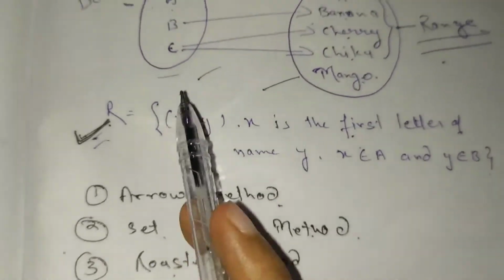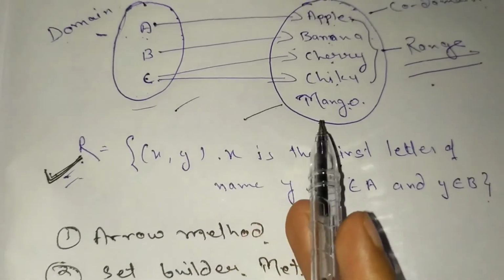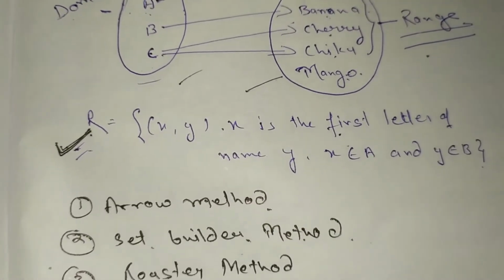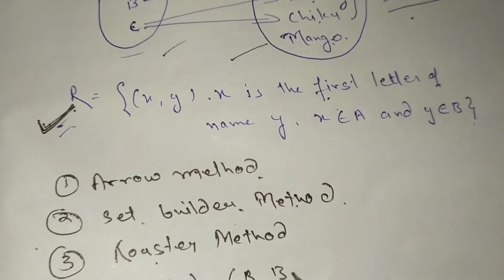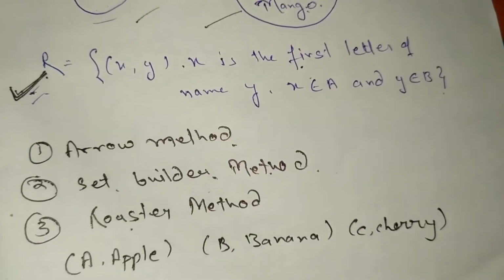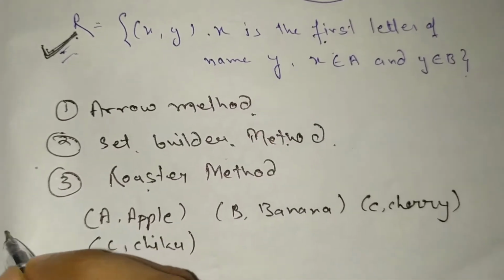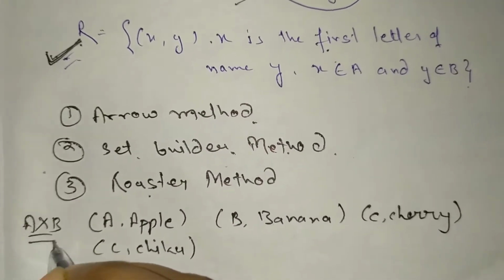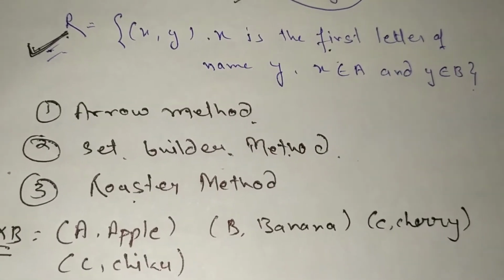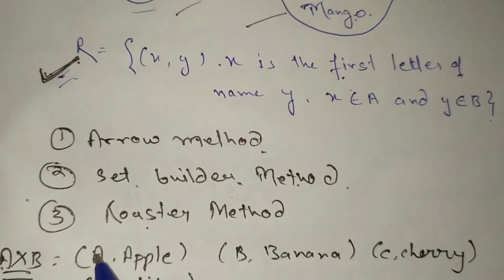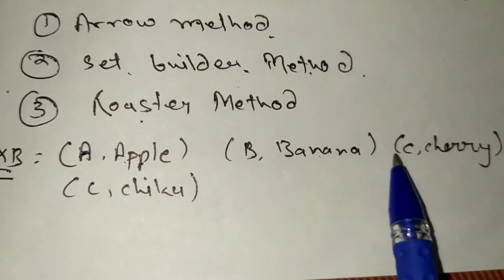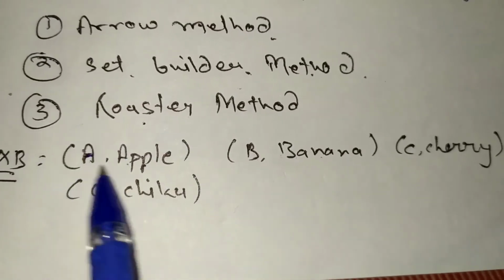If we talk about this example, to represent it in roster form we will write a-apple, b-banana, c-cherry, again c-chiku. So basically we have written ordered pairs that show the relation between the elements of set A and the elements of set B. But remember, this is not a Cartesian product, this shows only the relations.